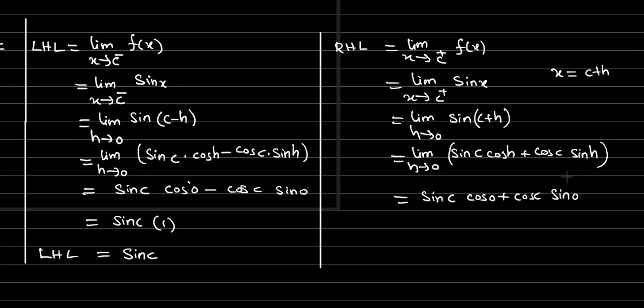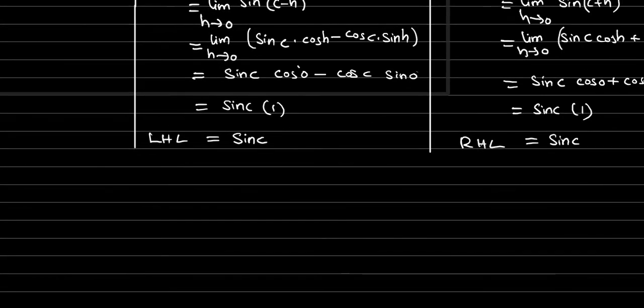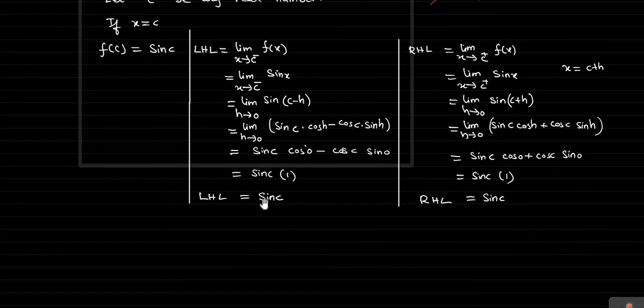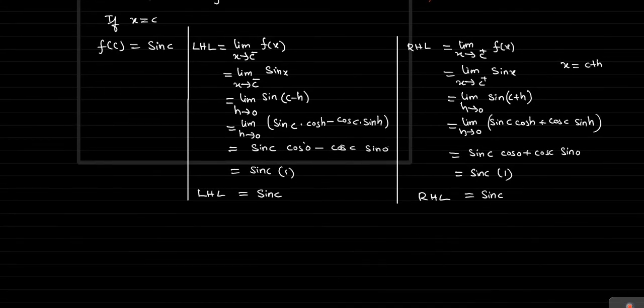Sin 0 value is 0, so 0 gets multiplied with the cos C. It's completely 0. Here cos 0 value is what? 1. When 1 is getting multiplied, the same result only we will get. So the right hand side limit is what? The right hand side limit is sin C only. So now from f of C value, left hand limit and right hand limit are the same.